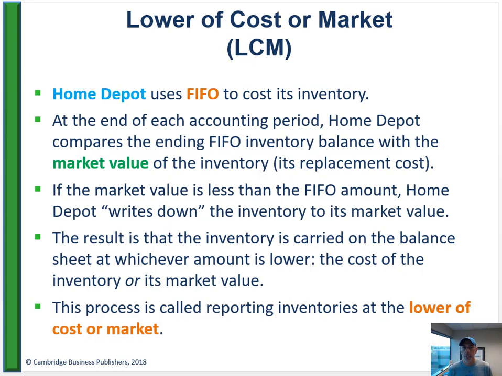And that adjustment is called lower of cost or market. And we will write down the value of that inventory by expensing it, which is generally just a loss that we take on the value of that inventory, and we call that lower of cost or market adjustment.